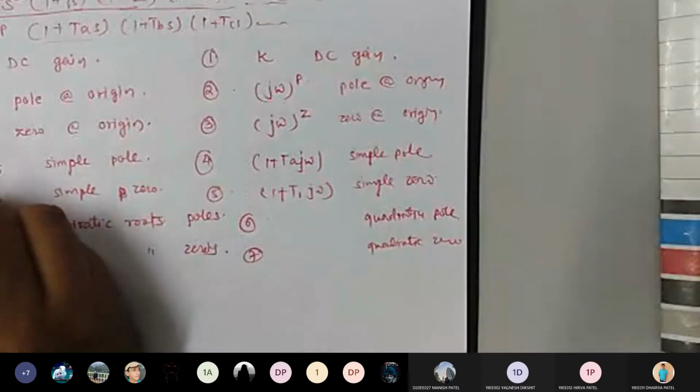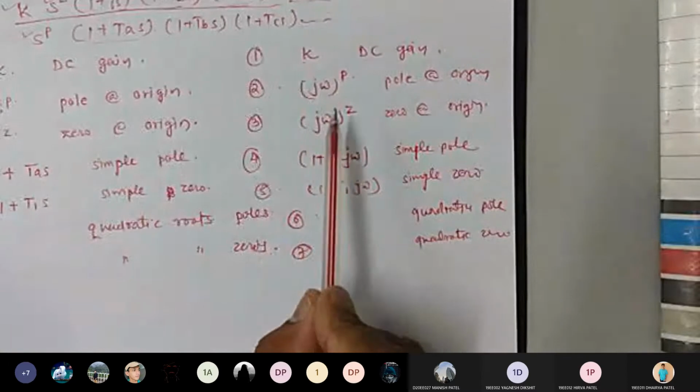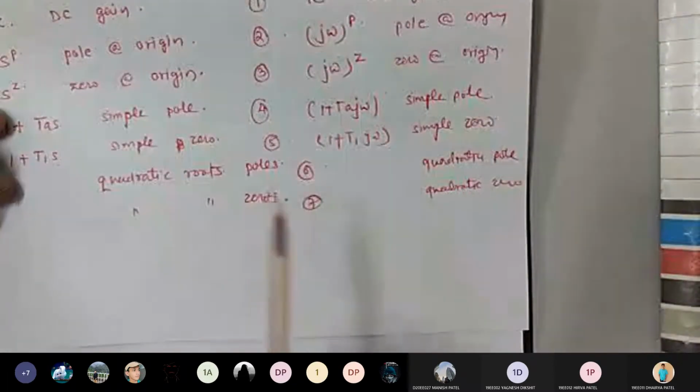Now we will take each and every case one by one, whether it is K, J omega, pole at origin, or zero at origin, and we will see the contribution made by each and every factor in terms of magnitude as well as phase angle. So the first factor, be ready with your calci, is nothing but K, the DC gain.